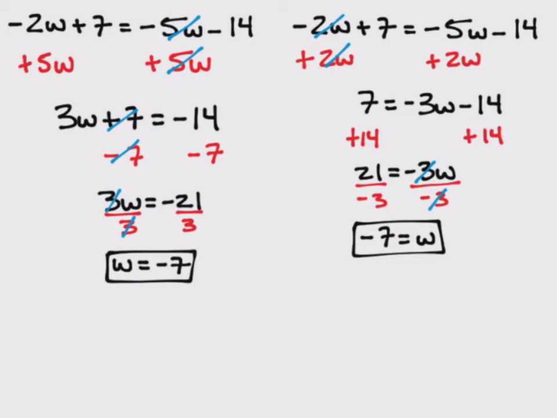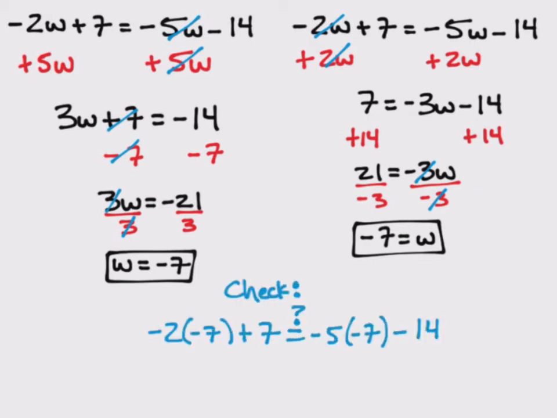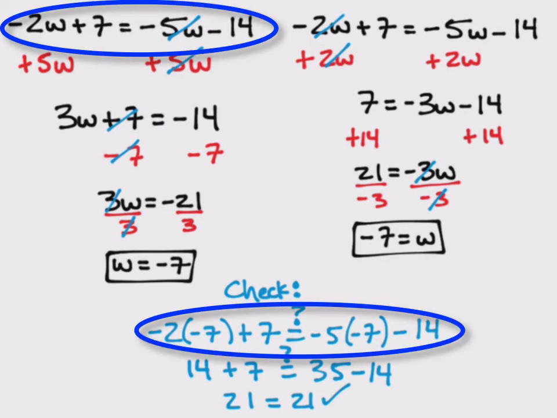So both times we found that the value of w was negative 7. Let's quickly check just to make sure. Awesome! So our potential solution checks, and we find that when the value of w is negative 7, both sides of this original equation are equal to 21, so negative 7 is our solution.